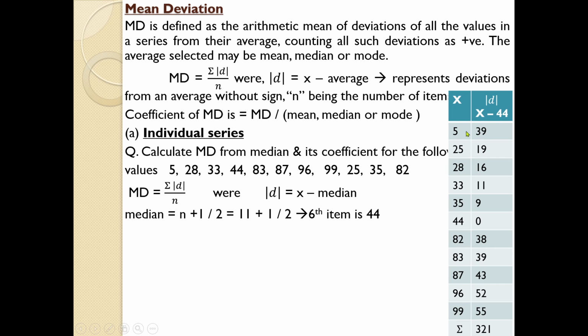Likewise, you need to take the difference of each individual value of x with 44. Then you will get a set of numbers and you need to take the total of this signless d, because the equation is sigma signless d divided by n. So the mean deviation is 321 divided by n, which is 11, so you will get 29.18.